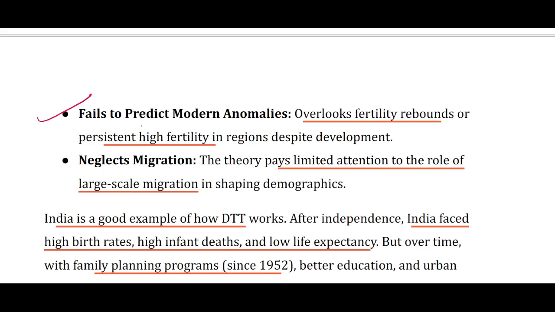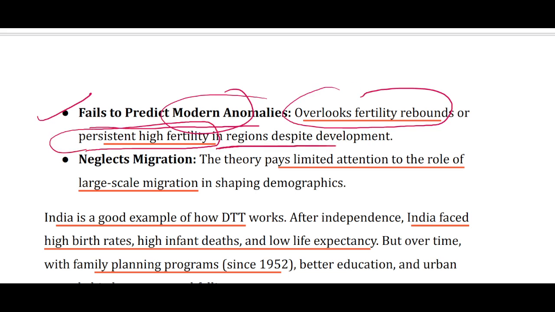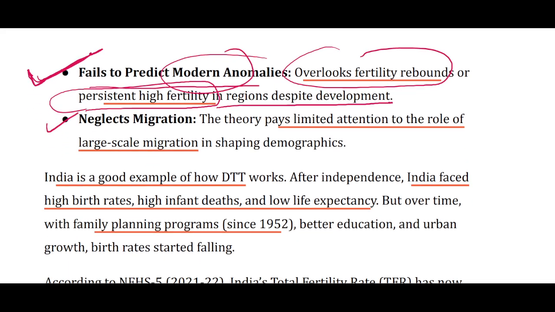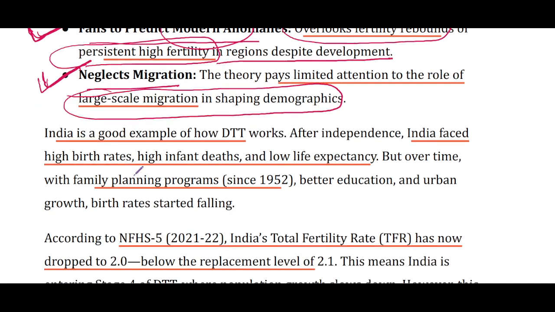Now the third limitation, that it fails to predict modern anomalies. So modern anomalies such as fertility rebounds or persistent high fertility in regions despite development. Such anomalies have not been looked into, and they have not been addressed. Sufficient reasons have not been provided. And finally, it neglects migration. Large scale migration is also shaping demographics. So such a factor has not been looked into.